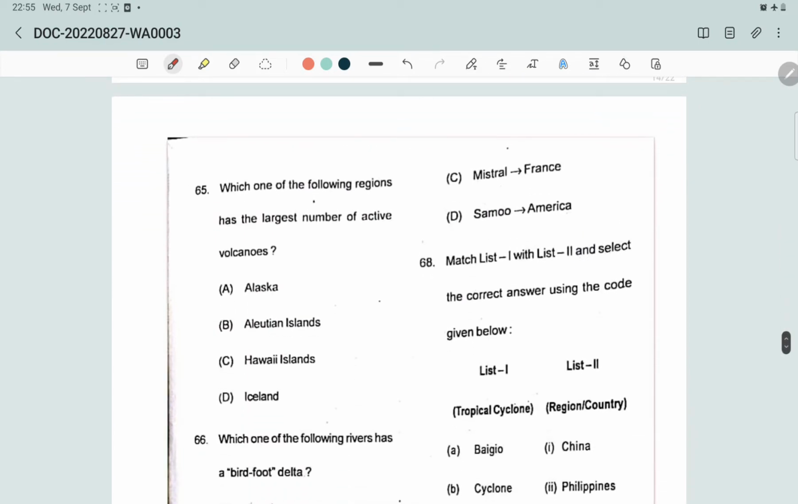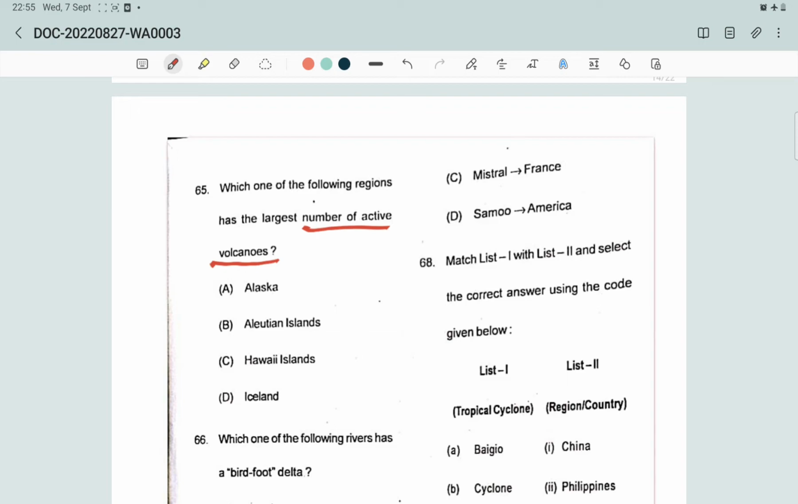Then question number 65. Which one of the following regions has the largest number of active volcanoes? Largest number of active volcanoes. The options are Alaska, Aleutian Islands, Hawaii Islands, Iceland. And the answer is the Aleutian Islands.